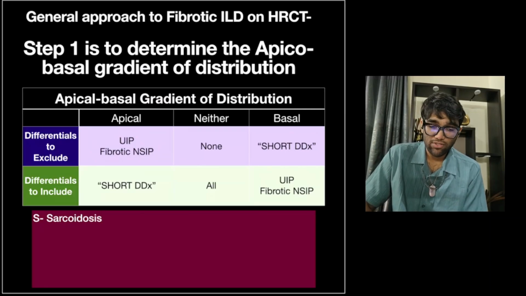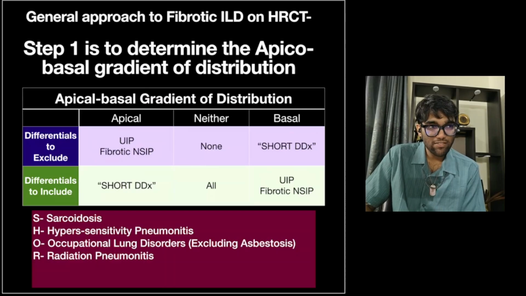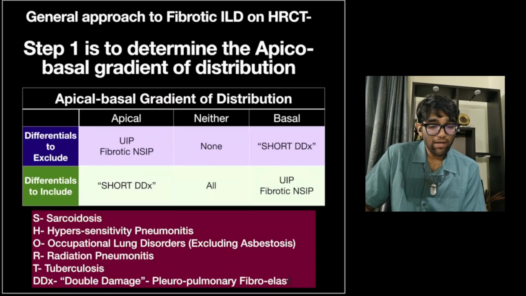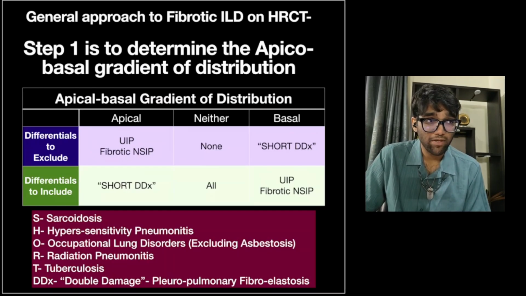S stands for sarcoidosis. H stands for hypersensitivity pneumonitis, typically acute or at least subacute. O stands for occupational lung disease. This excludes asbestosis, as we discussed in our previous discussion in this series. R stands for radiation pneumonitis, which obviously occurs in a very specific clinical scenario. And T stands for tuberculosis, which would usually show a significant unilateral predominance. And DDX stands for double damage or pleuroparenchymal fibroelastosis, which although in most literature it is idiopathic, it occurs with systemic sclerosis. So from the context of internal medicine and rheumatology, that is where it becomes relevant.